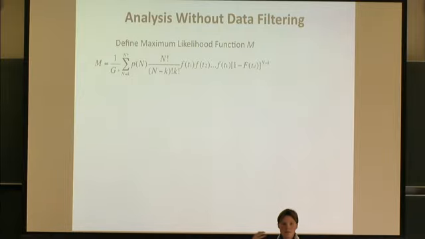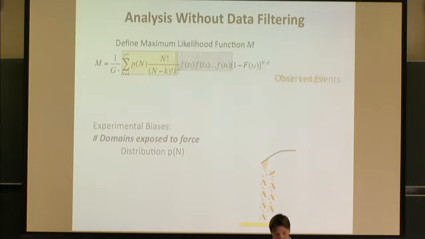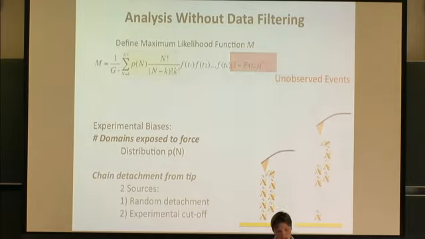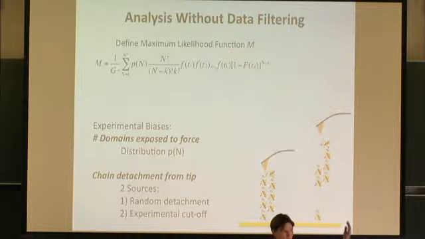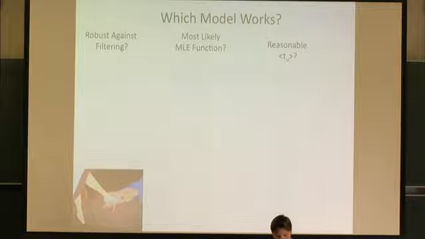So you can basically write down an equation that will take into account the observed events, the chain length, and the unobserved events, and then you can look at this maximum likelihood function and see for which functional form of f of t do I get the most likely solution. So this was another way that we could test, rank the models against each other.